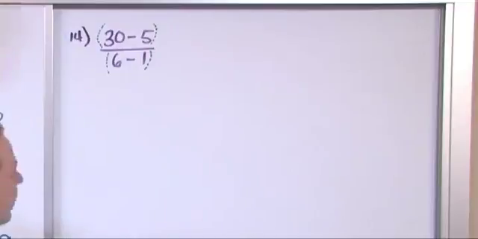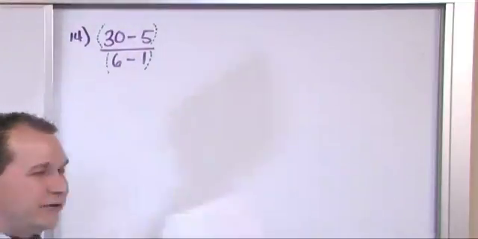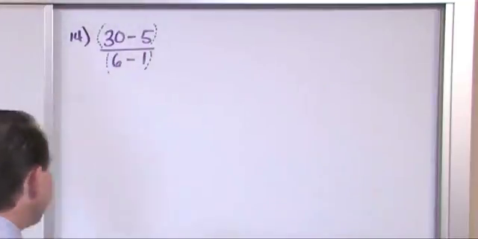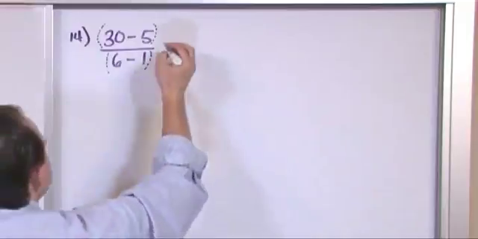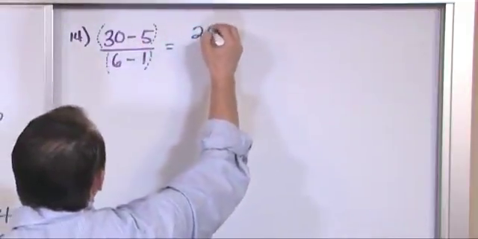The first thing you need to look for is, do you have any parentheses? Now, if you can pretend to see these, you'll see that you do have some parentheses, and you must evaluate what's inside those parentheses first. So doing that, on the top, we're going to have 30 minus 5, giving us 25.